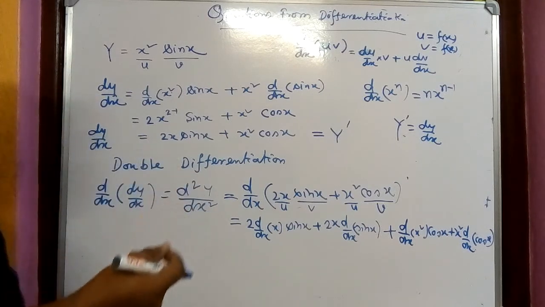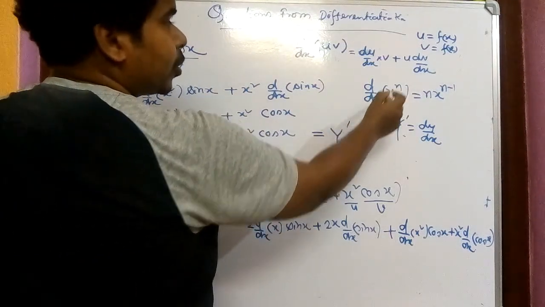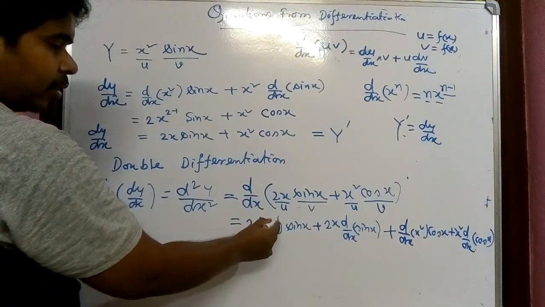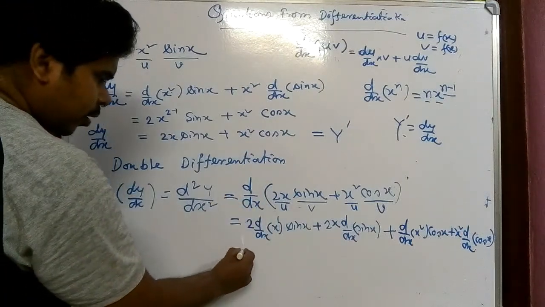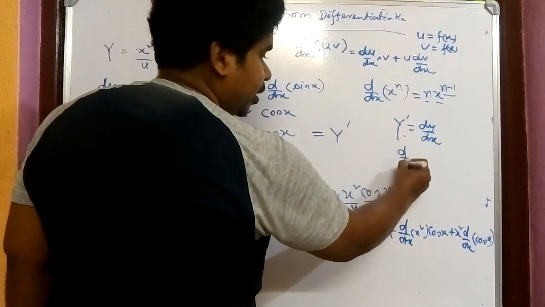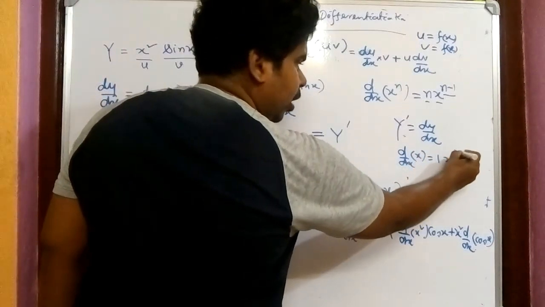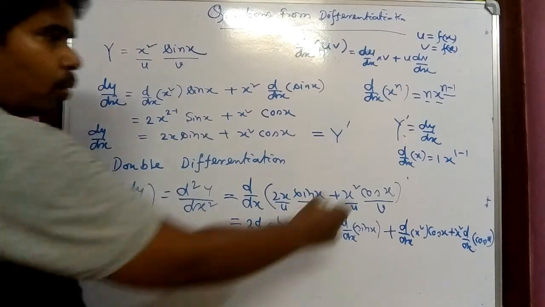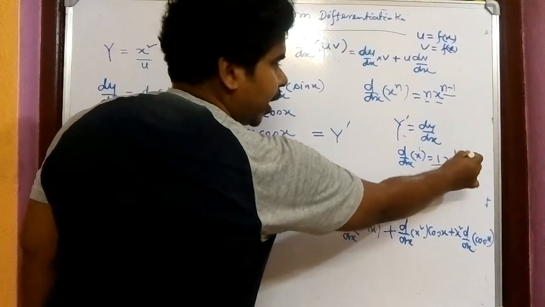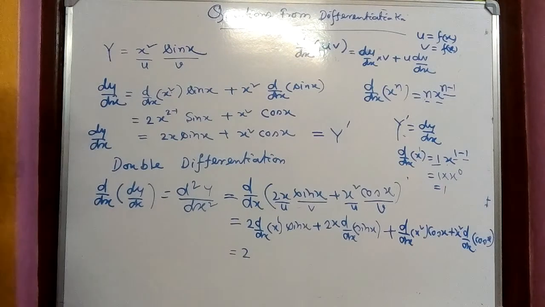1. And if you don't understand how it is coming 1, you will go by this formula: d/dx of x to the power n equals n x to the power n minus 1. So what is n here? 1. So 1 will come. If I differentiate x, that means 1 into x to the power 1 minus 1, so 1 into x to the power 0 means 1. So dx upon dx equals 1.